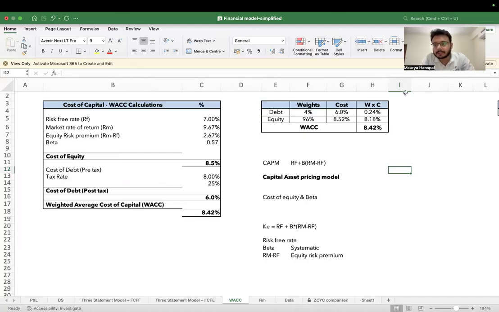Hey guys, welcome back to one more interesting session where we try to decode a terminology or a concept based upon financial modeling, valuations or equity research. So, core concepts of investment banking, financial modeling, valuations or equity research.